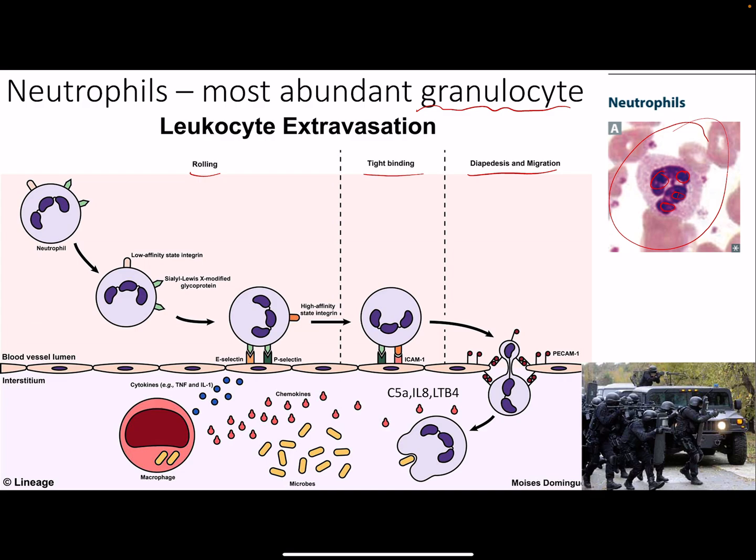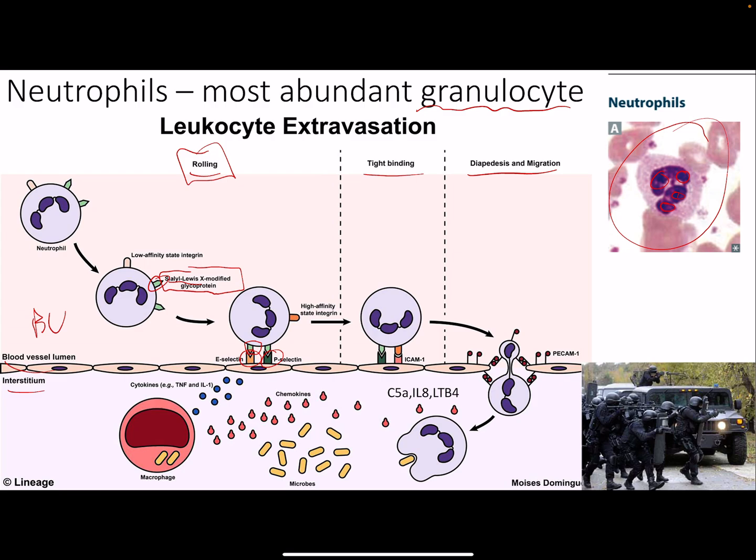Step one, rolling. We have something called a Sialyl-Lewis X, and this little green thing is the Sialyl-Lewis. Here we're in the blood vessel, and here is the interstitium where the battle is taking place. The endothelial cells will produce the different selectins. Those will bind to the Sialyl-Lewis and slow down the neutrophil. Because you've got to remember, blood is like a roaring river, and the cells are just flying past. So this is going to slow down the neutrophils. So that's rolling and slowing down.